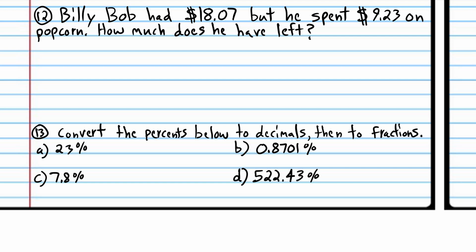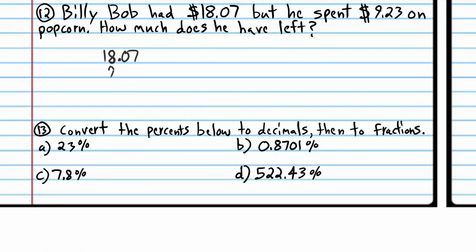All right, we're back. Billy Bob had $18.07, but he spent $9.23 on popcorn. How much does he have left? So obviously this is a subtraction problem. You're just taking away $9.23. The key is when you're adding and subtracting decimals, you have to line up the decimal.